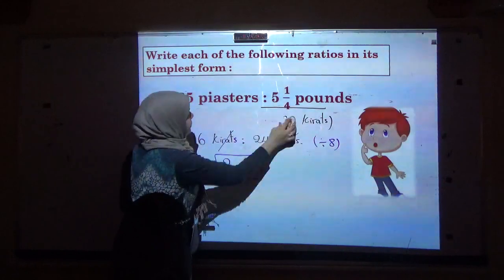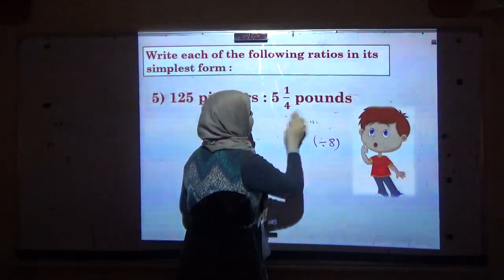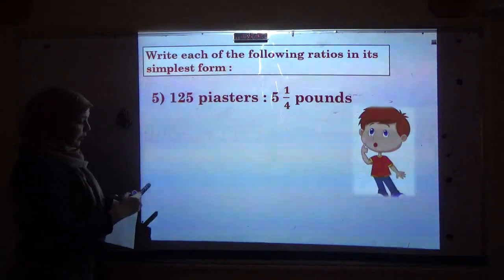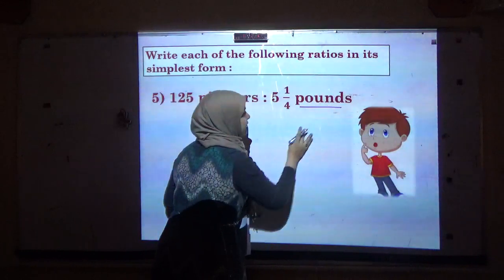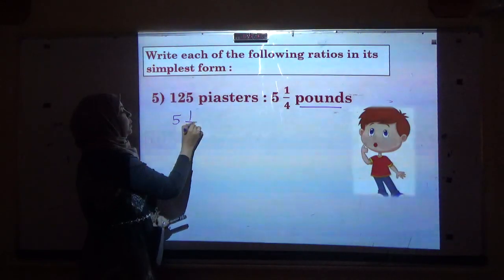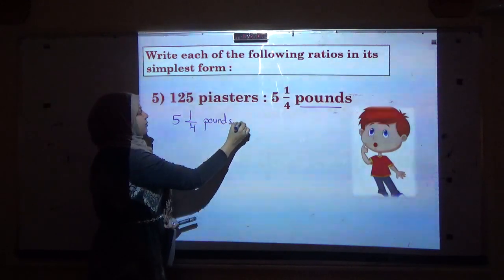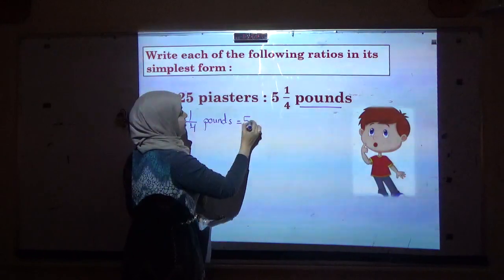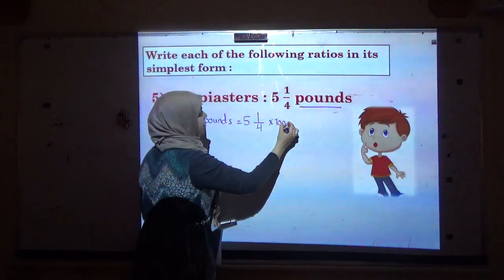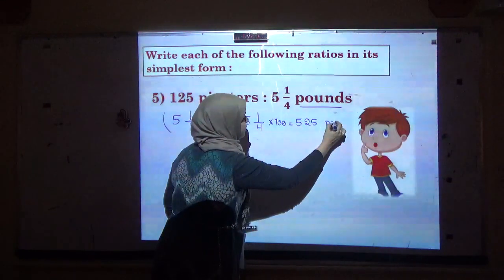Number 5, 125 piasters to 5 and 1/4 pounds. We will convert pounds to piasters to make the two terms the same unit. Multiply pounds by 100. So 5 and 1/4 multiplied by 100 equals 525 piasters.